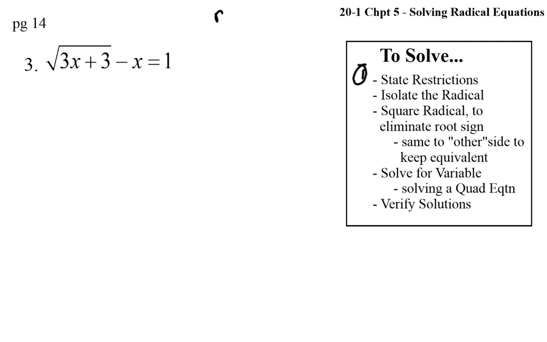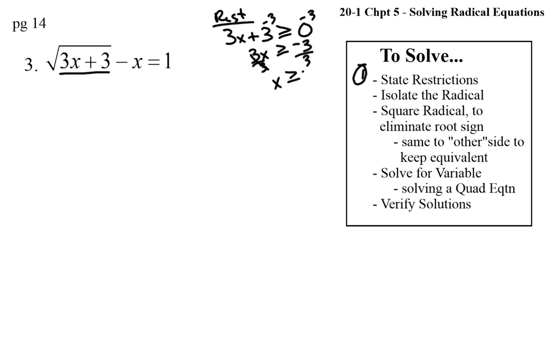So our restrictions in this case, we know that our radicand, 3x plus 3, has to be greater than or equal to 0. We have to have a positive or a 0 for the radicand. So if I subtract 3, 3x is greater than or equal to negative 3. I divide by 3, and x is greater than or equal to negative 1. So we know that whatever we solve for, if our x isn't greater than or equal to negative 1, it'll be an extraneous solution. So there's step 1.